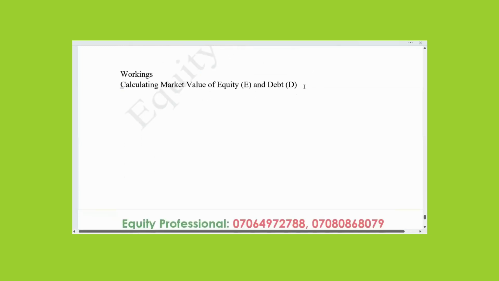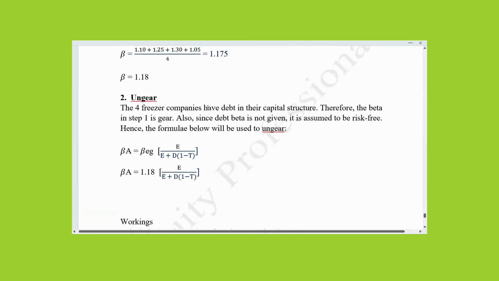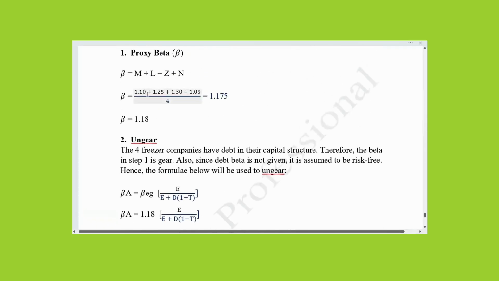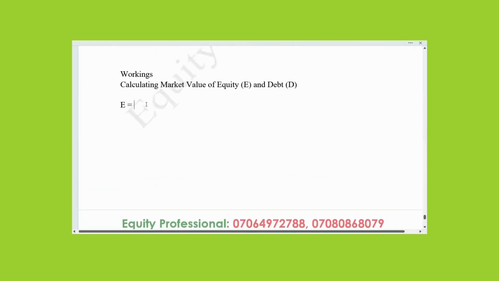So if that is the case, how do you do this? I will then come down here. We said that equity value is computed as... because in this question, we don't have the number of ordinary shares. Therefore, our equity value will be computed as share capital.